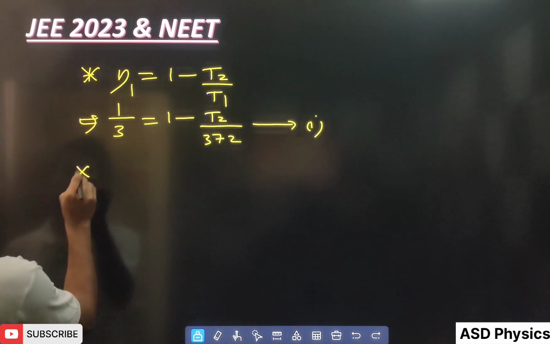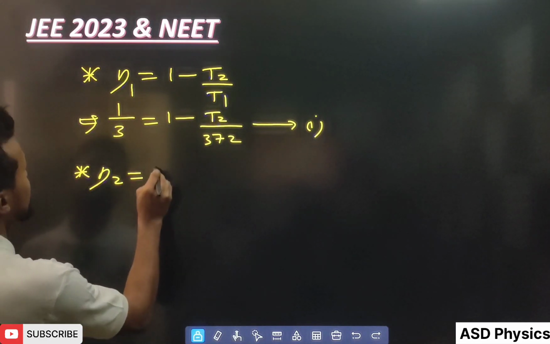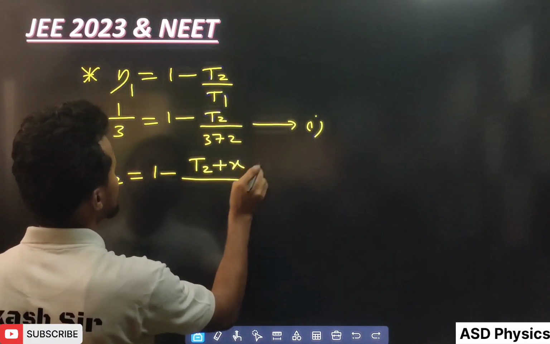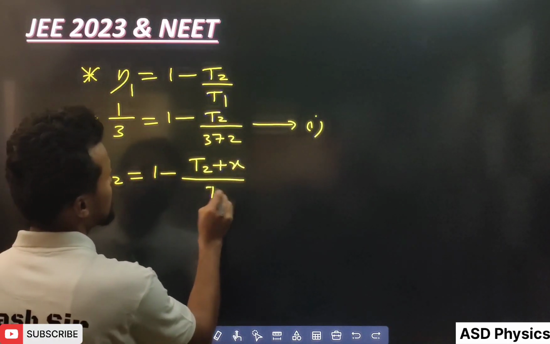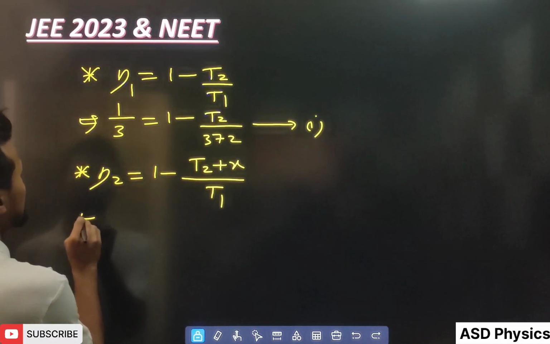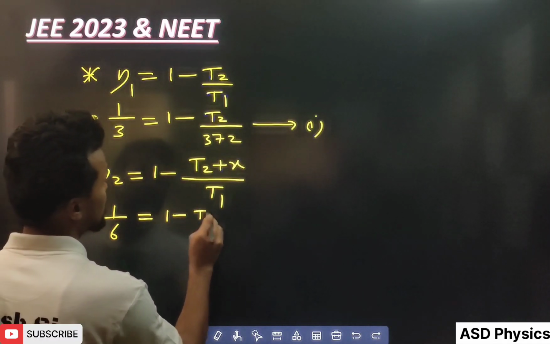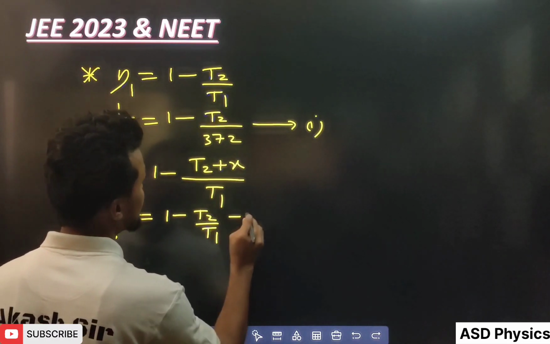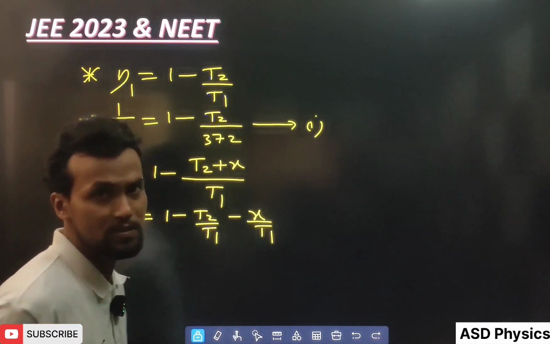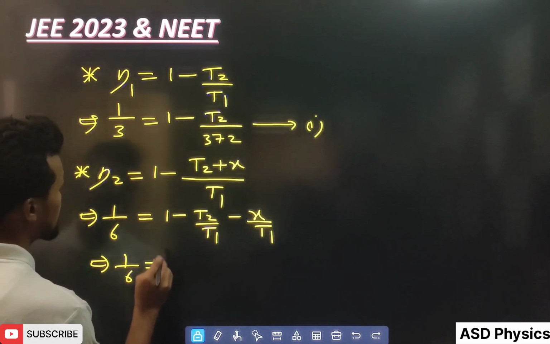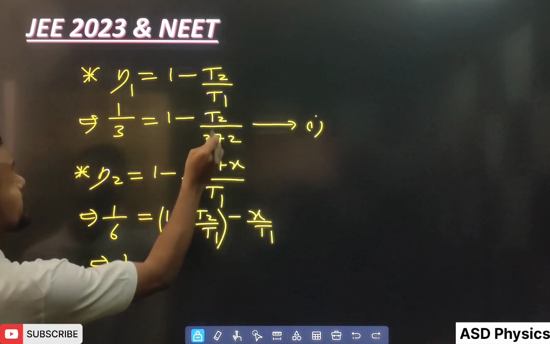After that, students, the new efficiency eta 2, when the temperature of the sink is increased by x, there is no change in T1. In this situation, it is given that 1/6 is equal to 1 minus, can you separate this, T2 by T1 minus x by T1. Now kindly see here, 1/6 is equal to 1 minus T2 by T1.